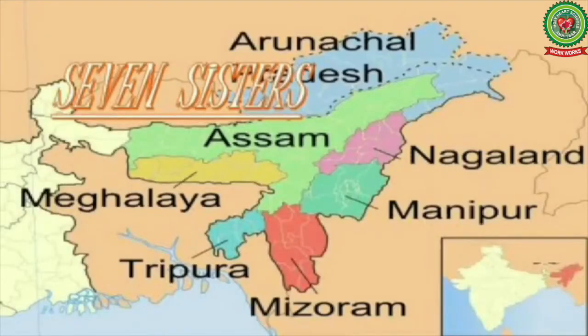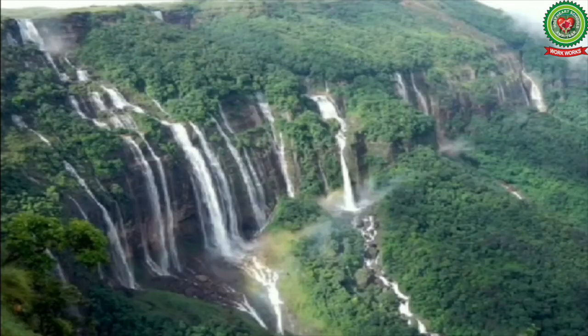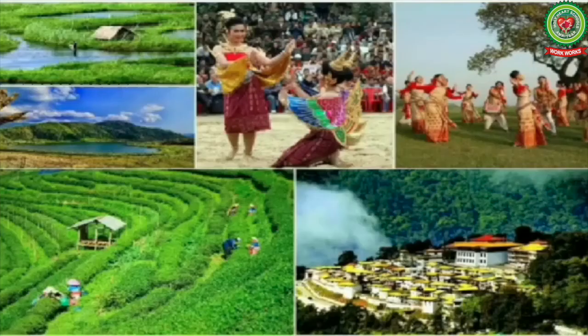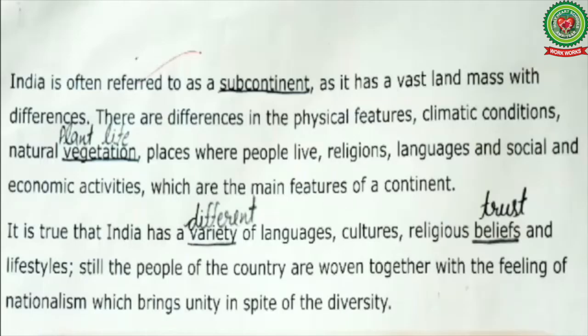The states located in the northeast are Assam, Arunachal Pradesh, Manipur, Meghalaya, Mizoram, Nagaland and Tripura. And these are called Seven Sisters because of the similarity between states in terms of geographical features and their interdependence on each other. Come on the next page, page number 4.